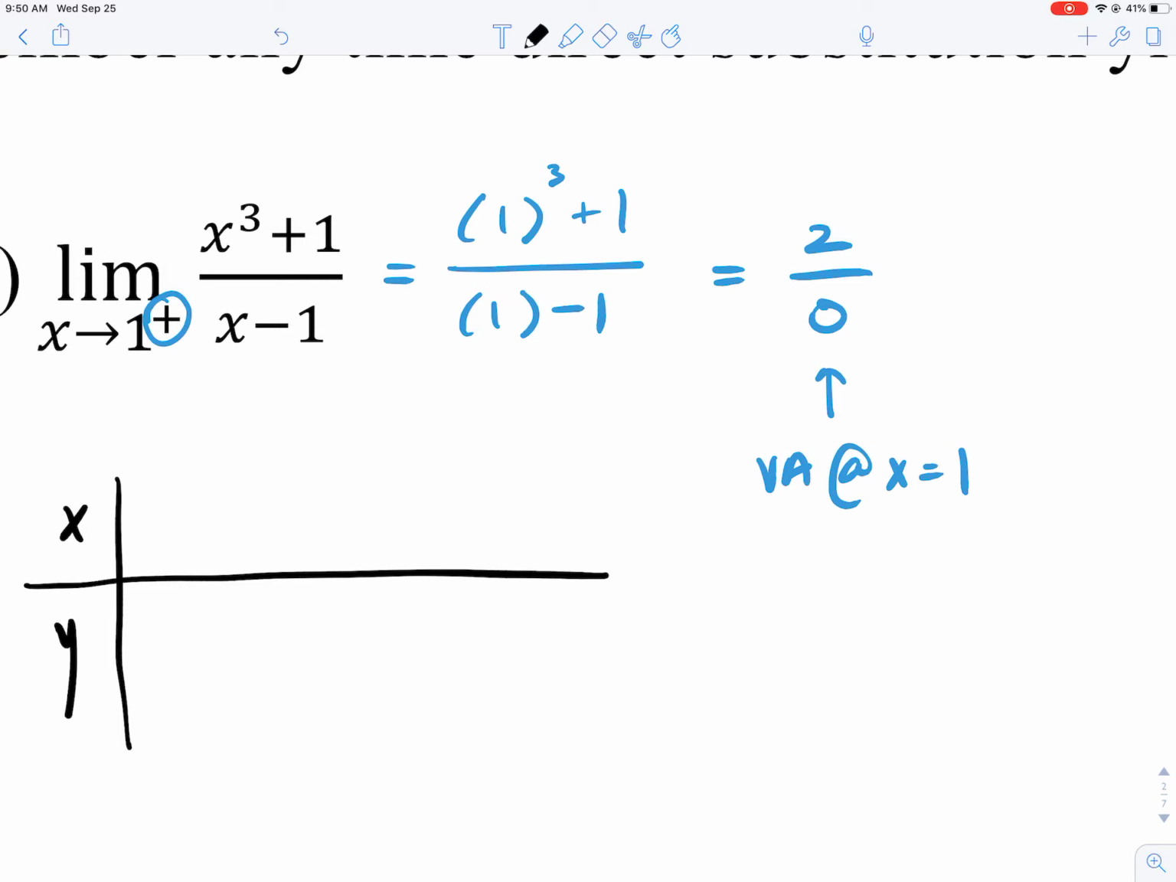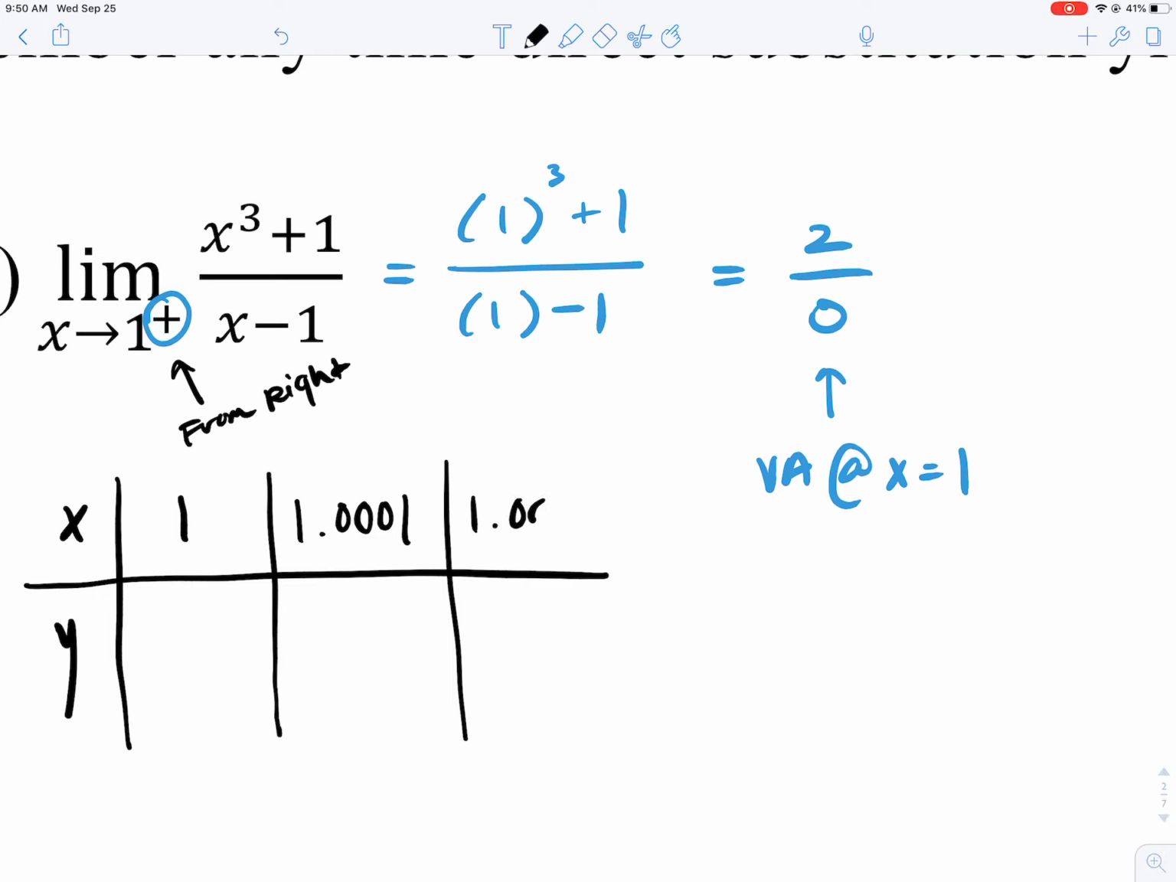So since we want to know what the function is approaching as x approaches 1 from the right, I'm going to choose values to plug into the table that are directly to the right of 1. So like 1.0001, 1.001, maybe 1.01, okay? So when I plug those in, we know that 1 is undefined.